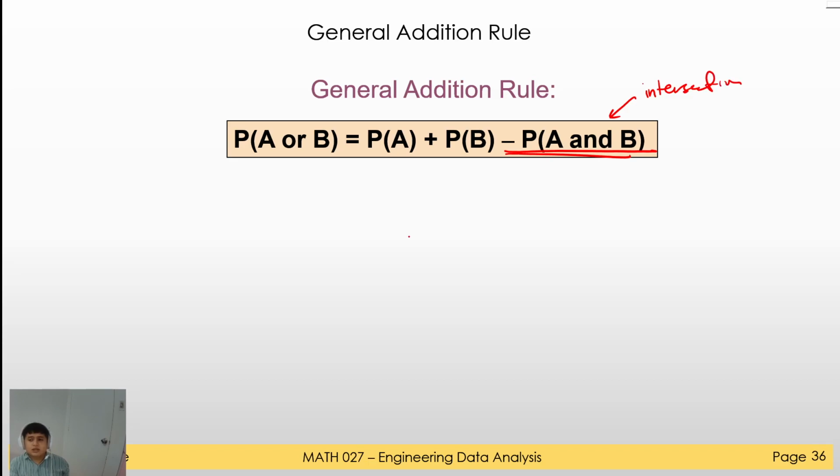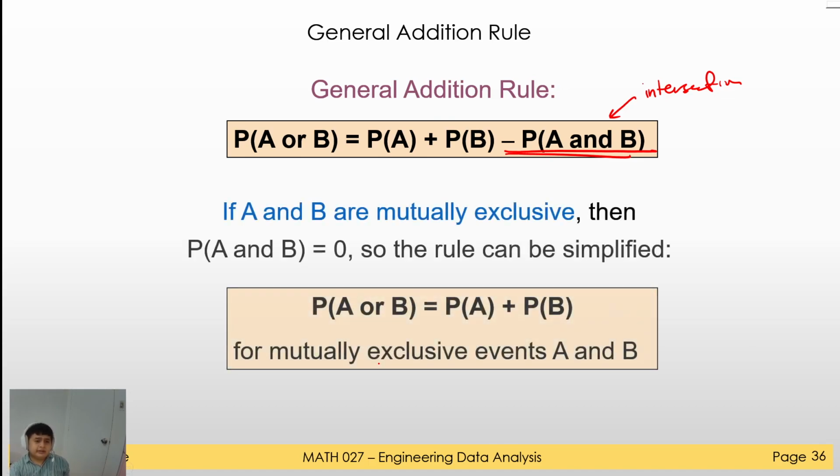Okay. So if we can say that A and B are mutually exclusive, meaning they cannot occur together, then the probability of A and B happening will be 0. Then we can simplify this rule as just the sum of the probability of A and B occurring.